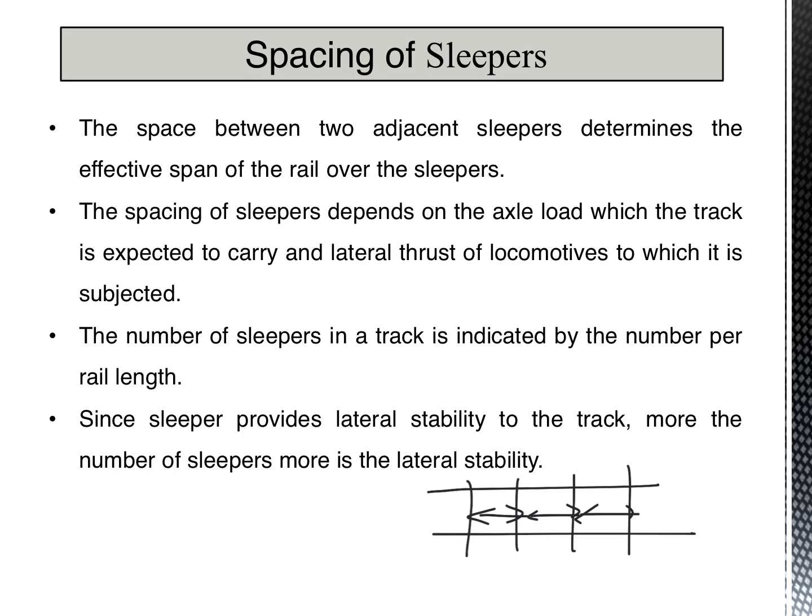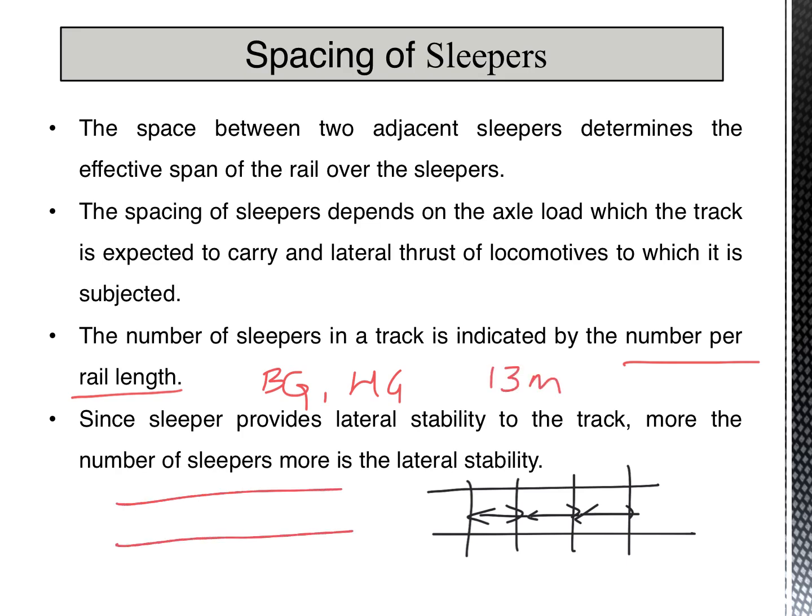Usually the number of sleepers is expressed in terms of number of sleepers per rail length. The length of rail depends upon whether it is broad gauge or meter gauge. Usually the broad gauge will have a rail length of 13 meters. Now for this length, how many sleepers do we require? That is what it says.